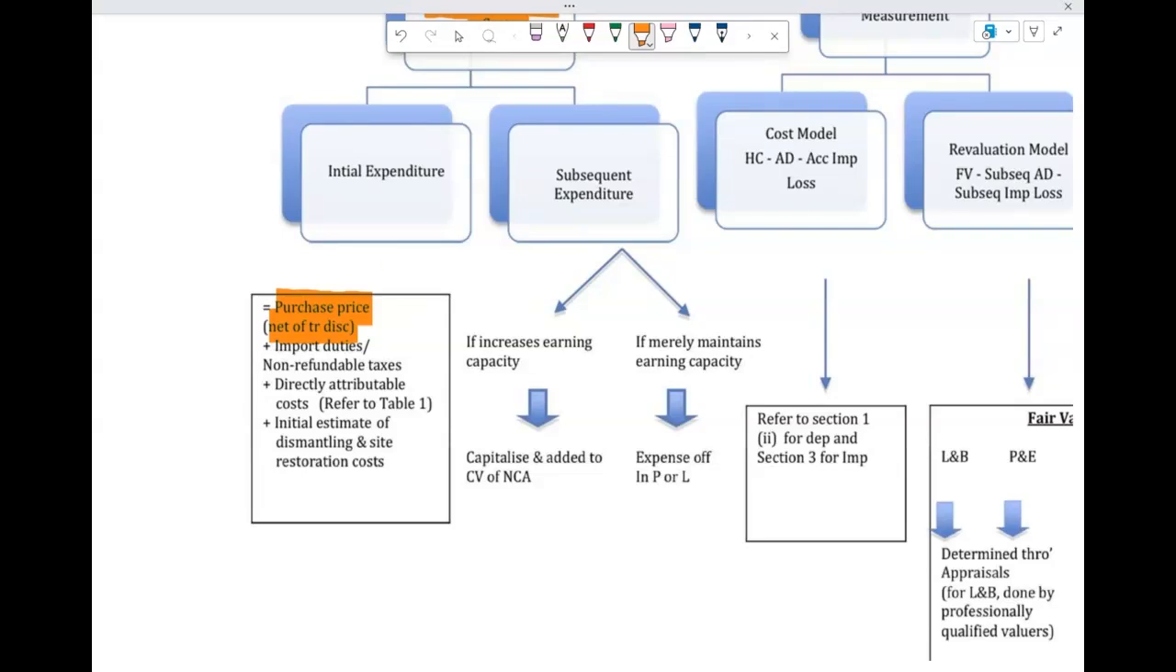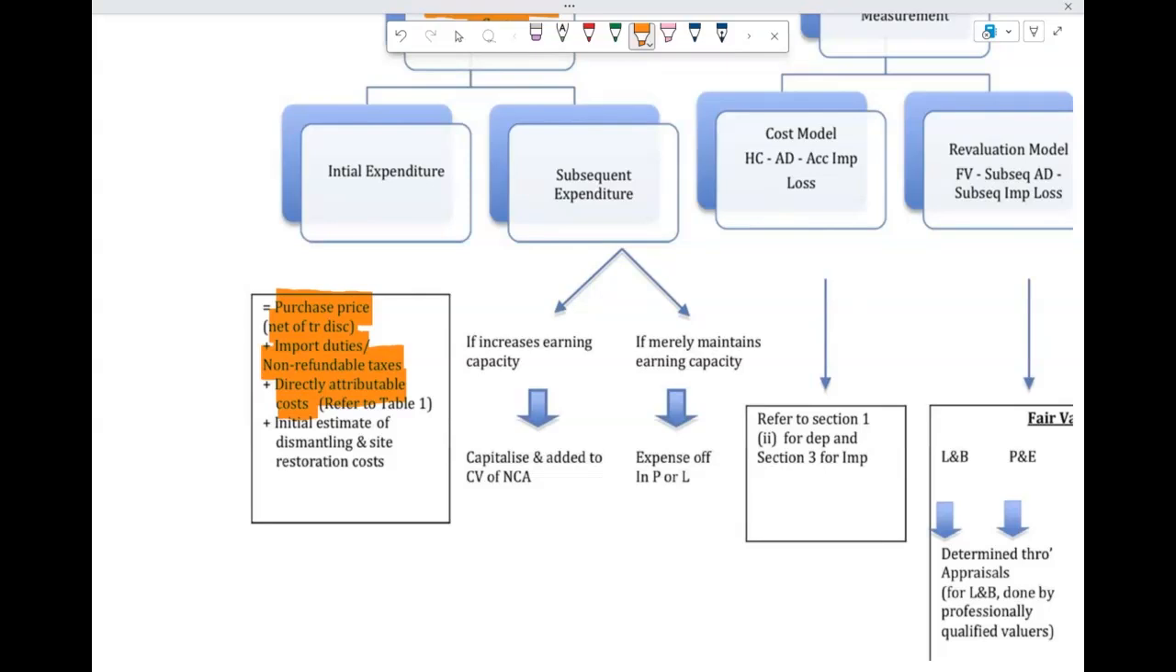Okay, the second one, any import duties we include as well as non-recoverable VAT or non-refundable taxes. Okay, then directly attributable cost. Just to recall back any directly attributable costs that we went through.